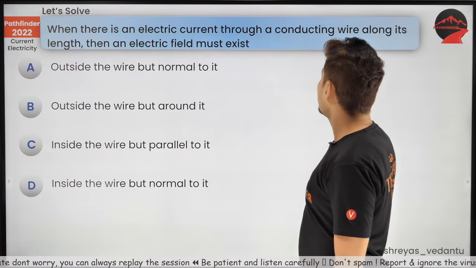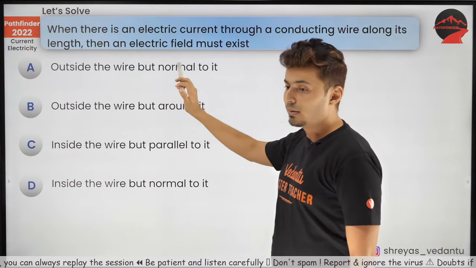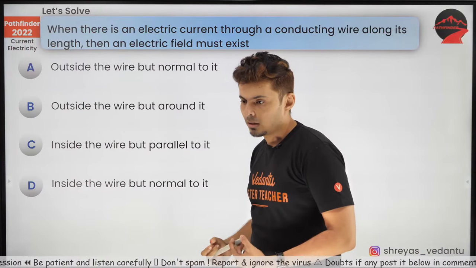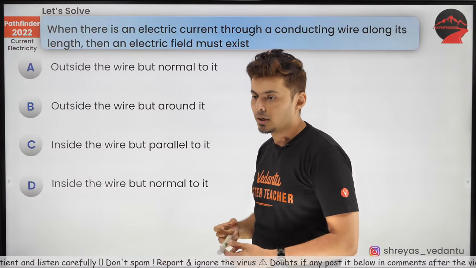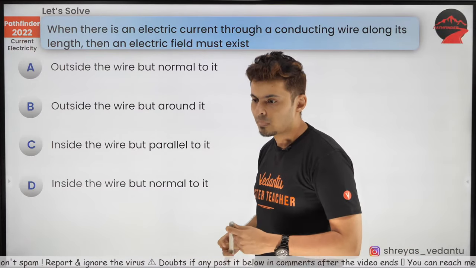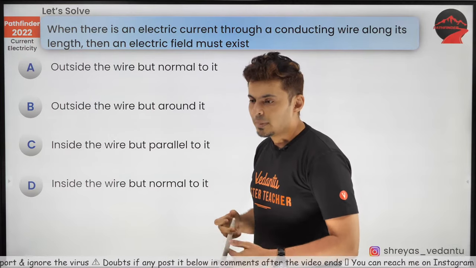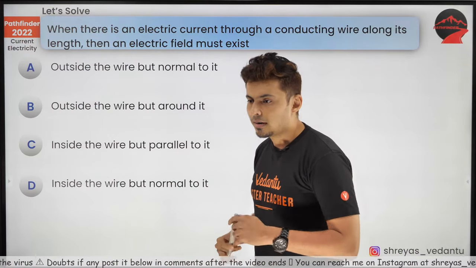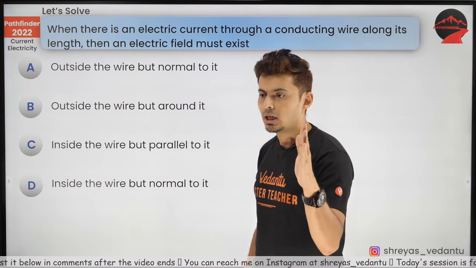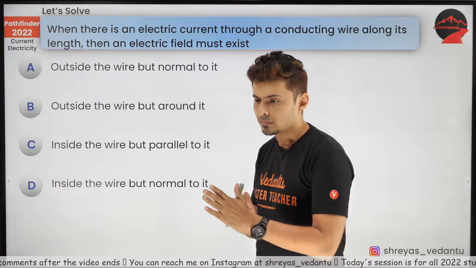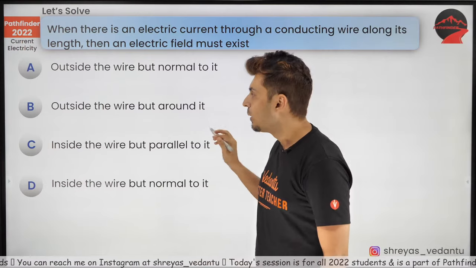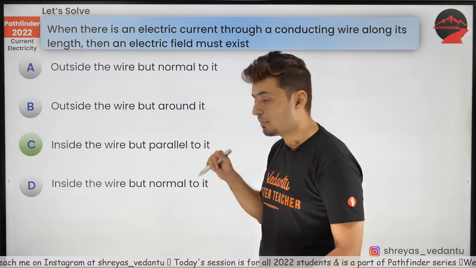When there is an electric current through a conducting wire, then where must an electric field exist? Richa, E is equal to rho into j. That's correct. A lot of you have answered A, some of you answered C. Well, the correct answer is actually C, inside the wire, parallel to it.